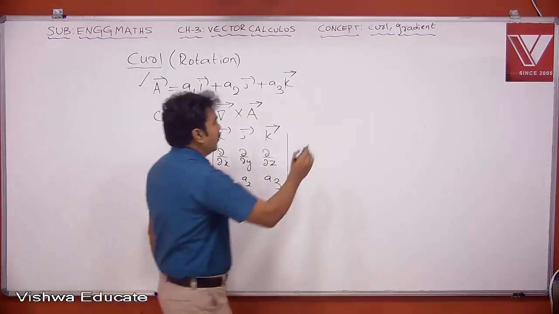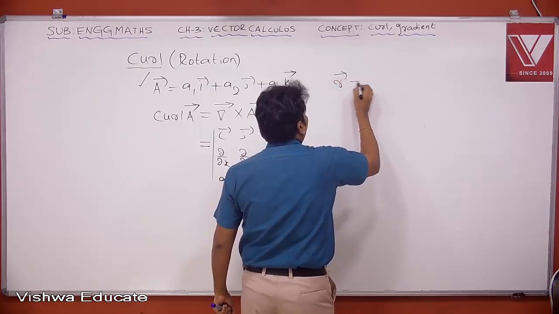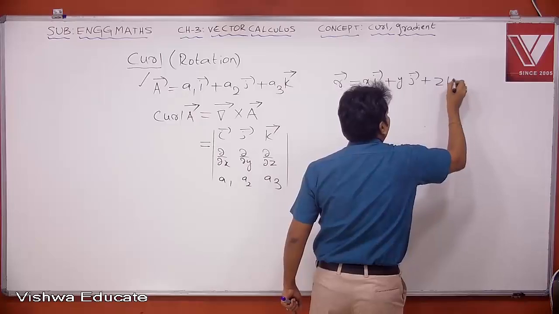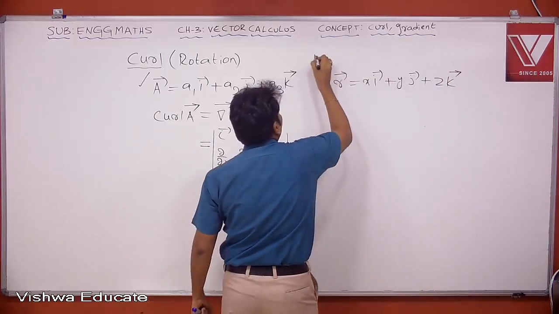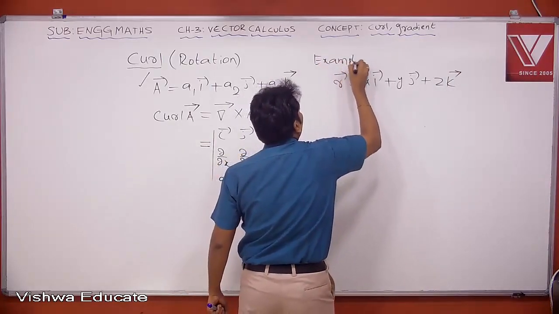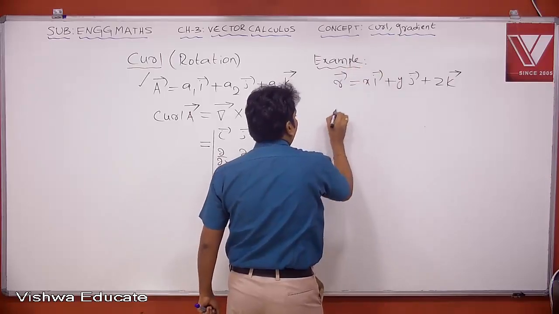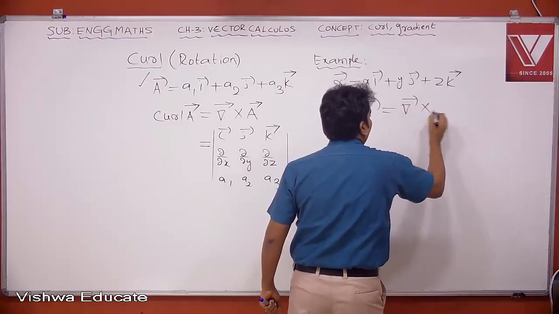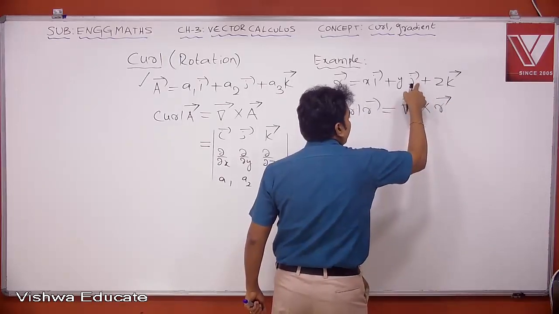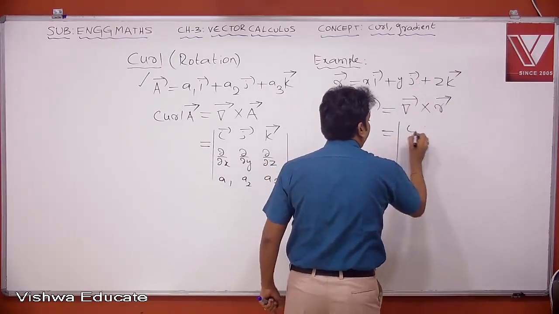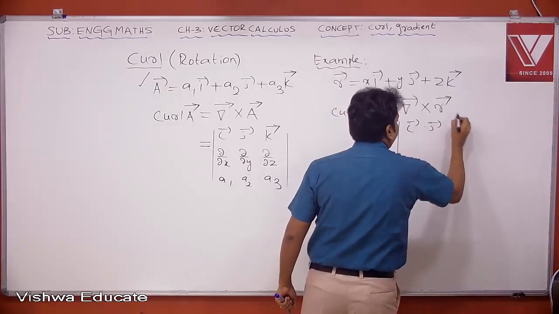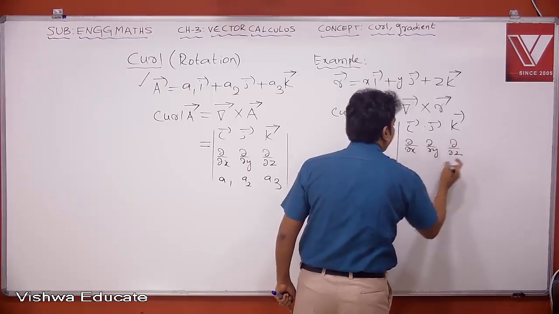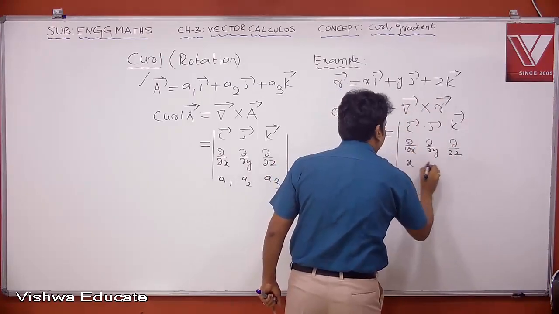Okay. Let us take an example. Suppose we have a vector r bar equal to x i bar plus y j bar plus z k bar. Now let us calculate curl of this vector. Curl r bar equal to del bar cross r bar. Basically, this is a standard position vector. Now this is the determinant of i bar, j bar, k bar, dou by dou x, dou by dou y, dou by dou z. Components are x, y, z.